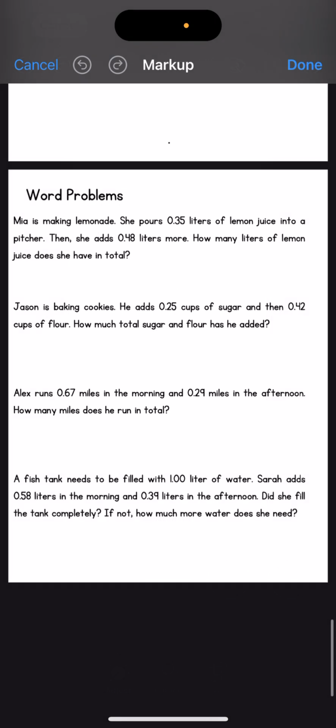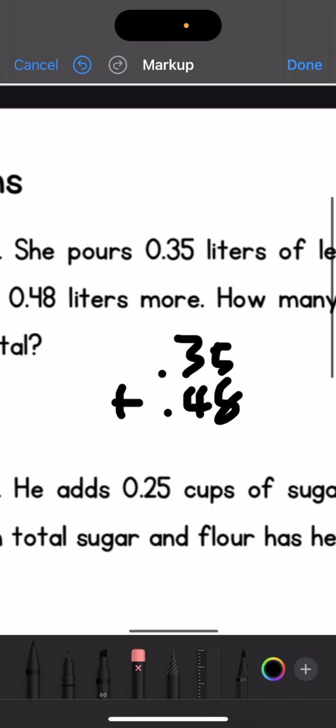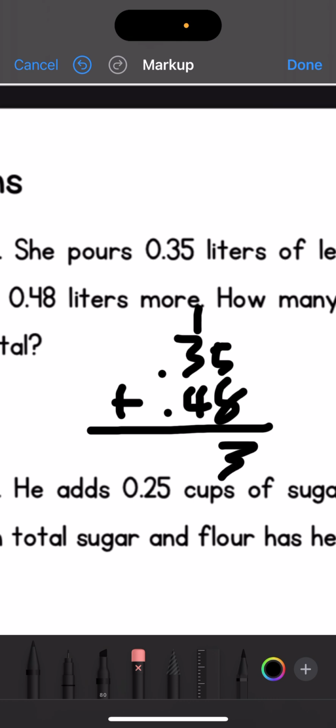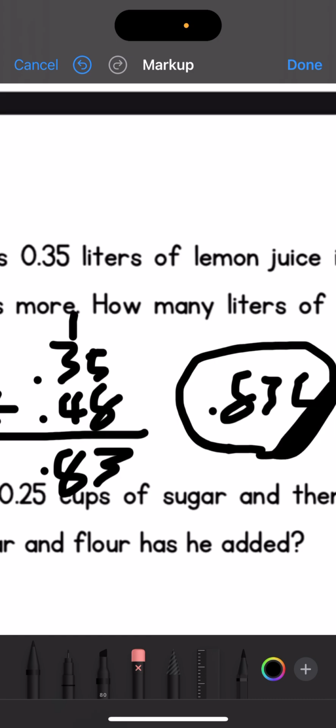Mia is making lemonade. She pours 0.35 liters of lemon juice into a pitcher. Then she adds 0.48 liters more. How many liters of lemon juice does she have in total? So she originally put in 0.35 and she put in 0.48 more. If we add 5 and 8, because it's up to 13, and 3 plus 1 plus 4 adds up to 8. Keep the decimal there and we get 0.83 liters.